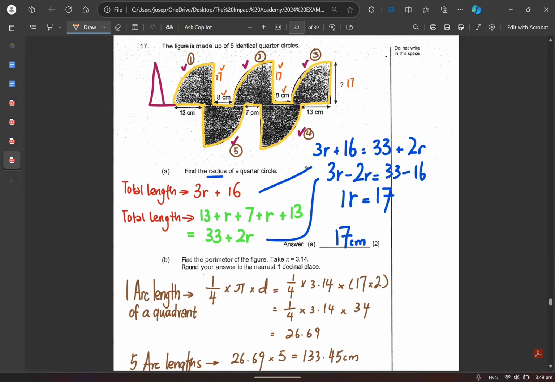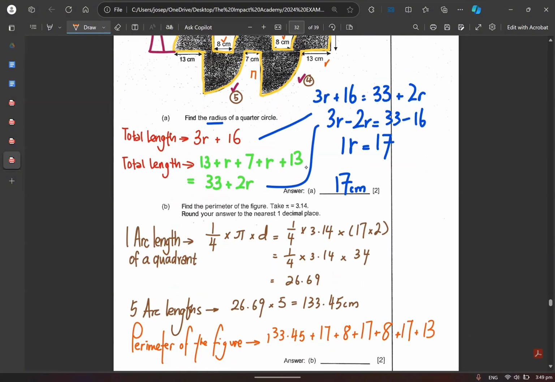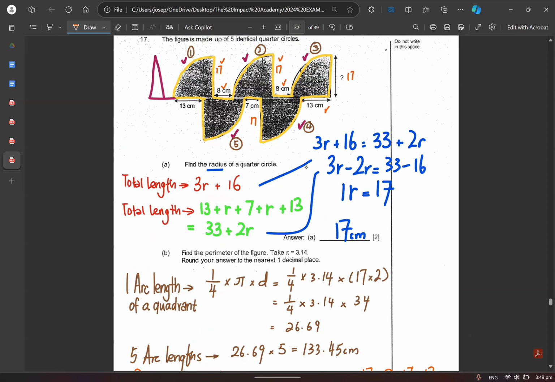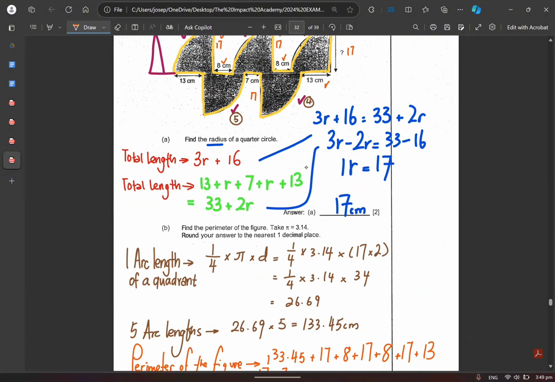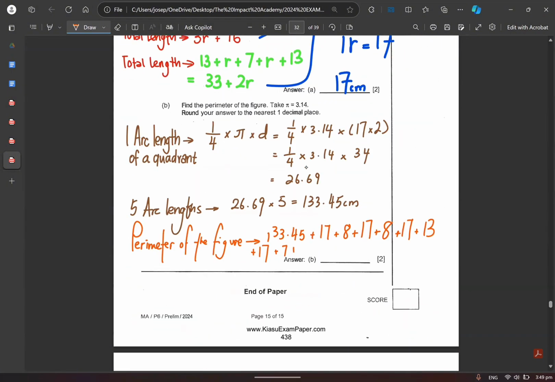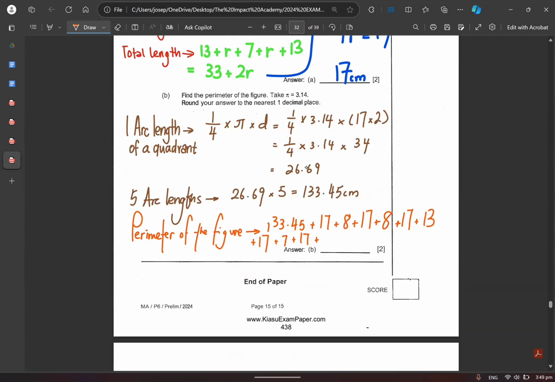After 13, after that, I will add the arc length, which is already done. Then there's a 17 over here, so I'm just going to add a 17. After that, followed by a 7, so I'm just going to add a 7. After a 7, I'm going to add the arc length, which is already added, another 17 over here, so plus 17. And finally, I have a 13 over there, so I will just add 13.